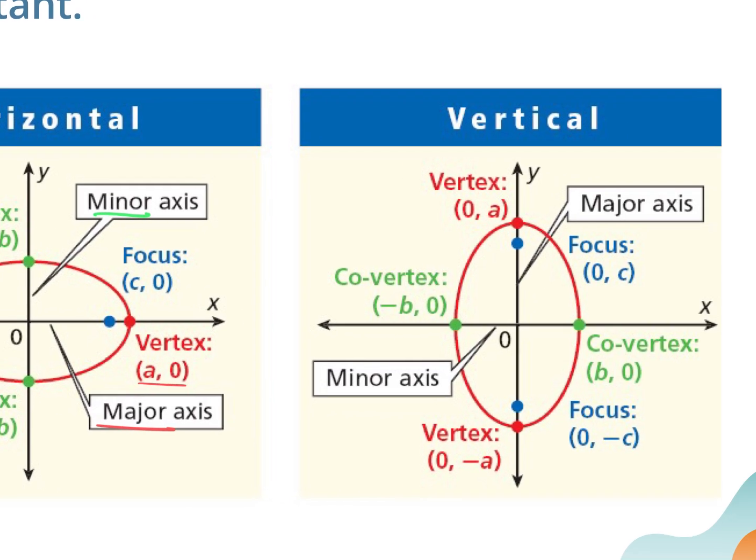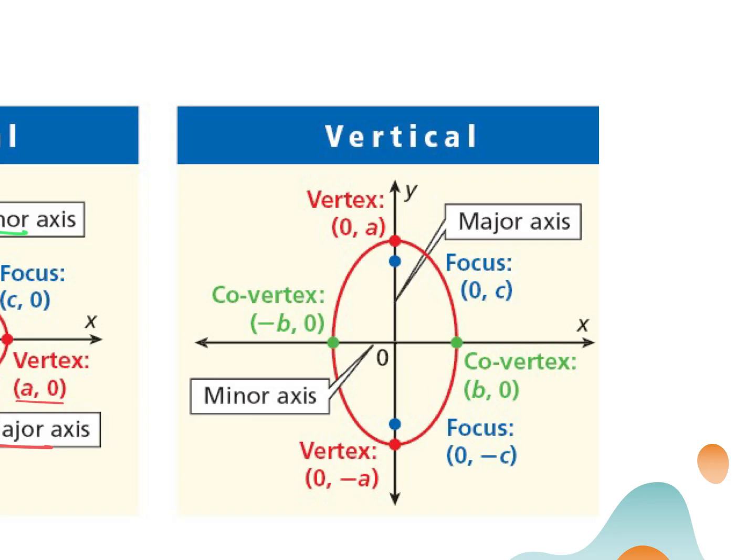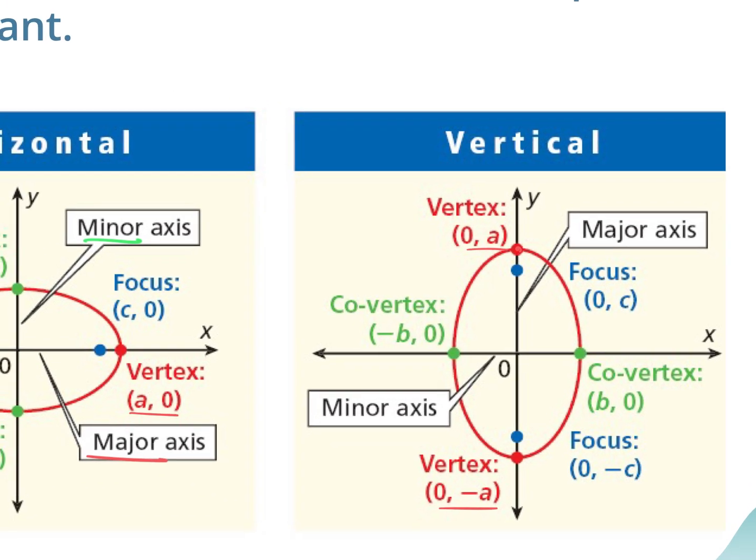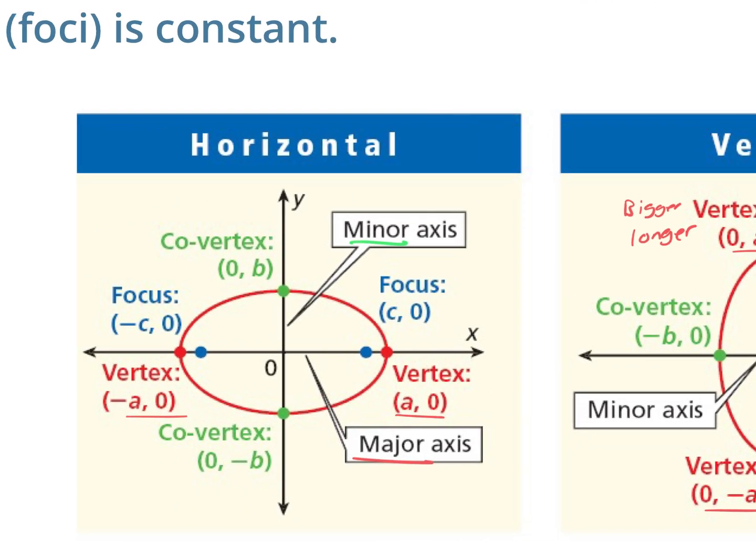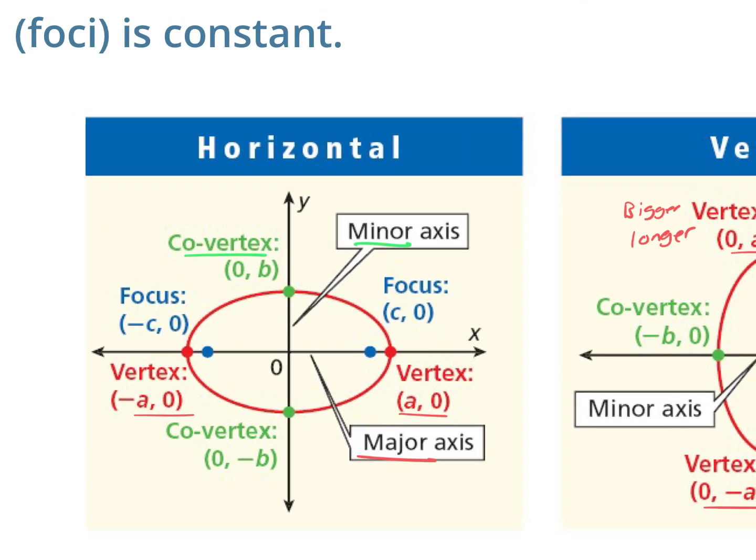So if you look at the vertical, notice that the major axis runs vertically, and your vertices are at 0 comma a and 0 comma negative a. Right, so again, it's not the same in every single ellipse. It's just going to depend on which one's bigger, right? So your vertices are going to go with the bigger side or the longer side. And then the co-vertices are going to go with the shorter side. All right, that's always going to be the case, whether it's horizontal or vertical.